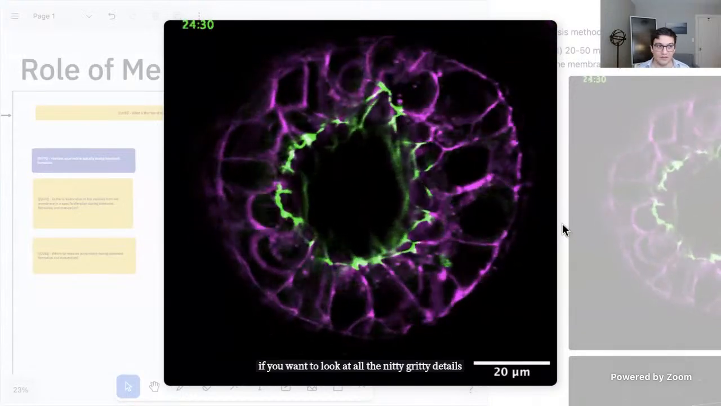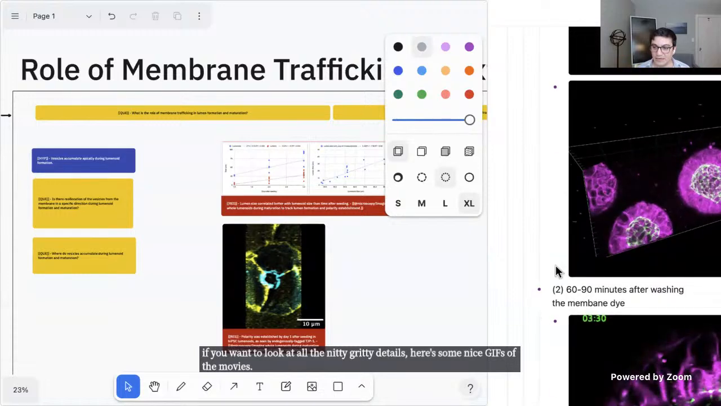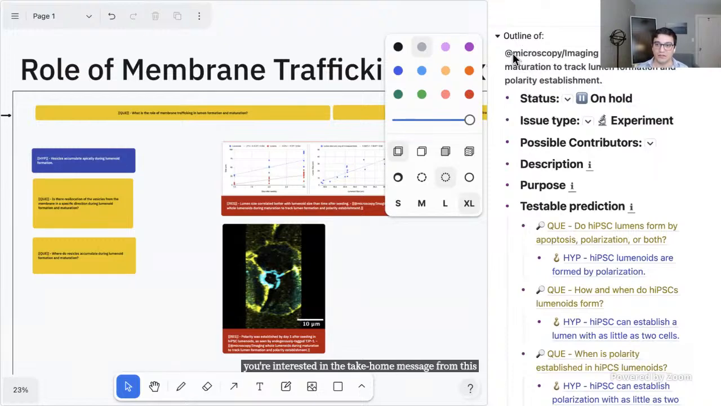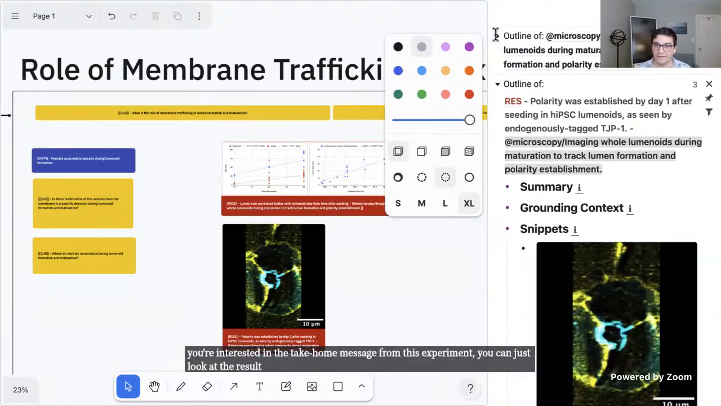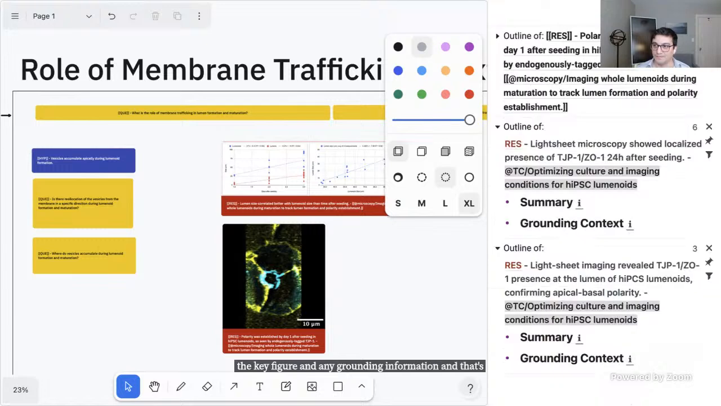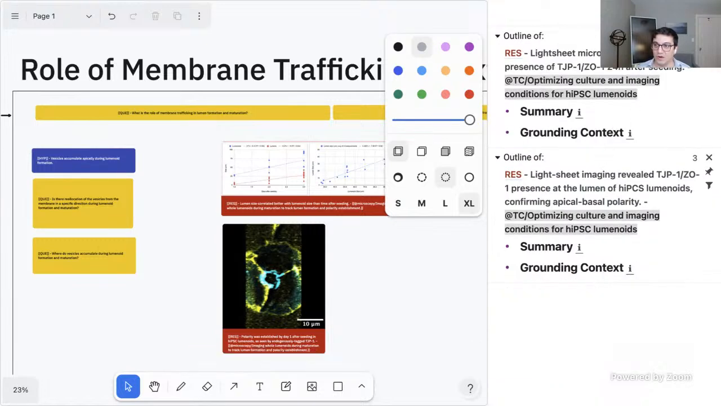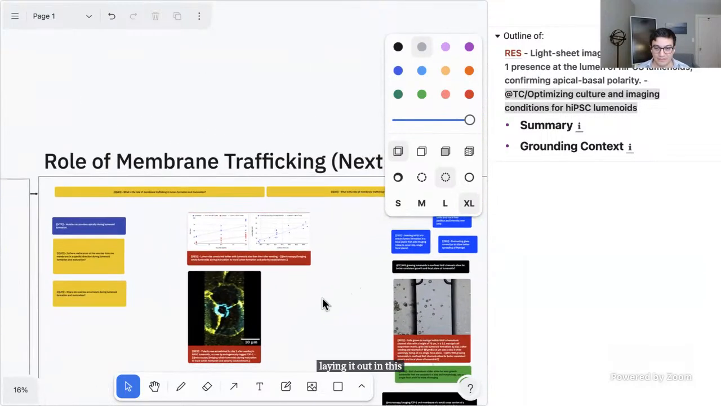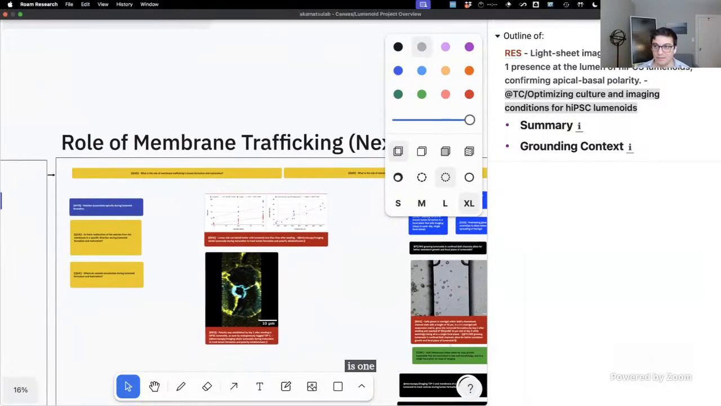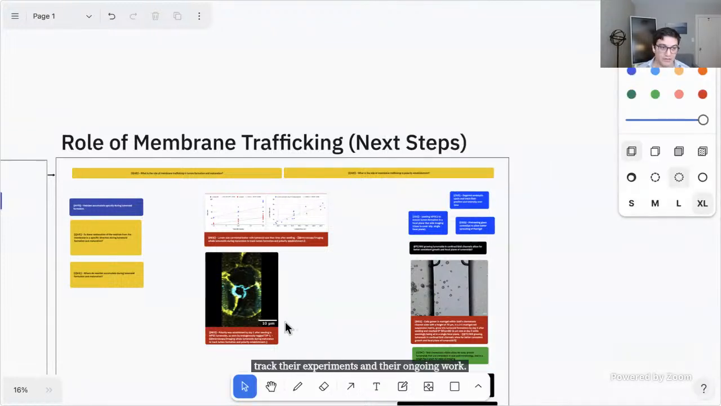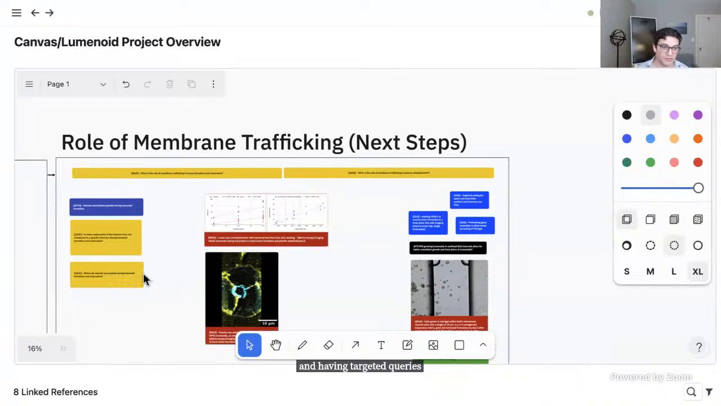Here's some nice GIFs of the movies. But the assumption is that if you're interested in the take-home message from this experiment, you can just look at the result. You can look at the key figure and any grounding information, and that's sufficient to follow along. And for the purpose of organizing the project, laying it out in this free-form canvas is one way in which people in the lab can track their experiments and their ongoing work. And having targeted queries of which of these nodes to drop into the canvas is the other key element.